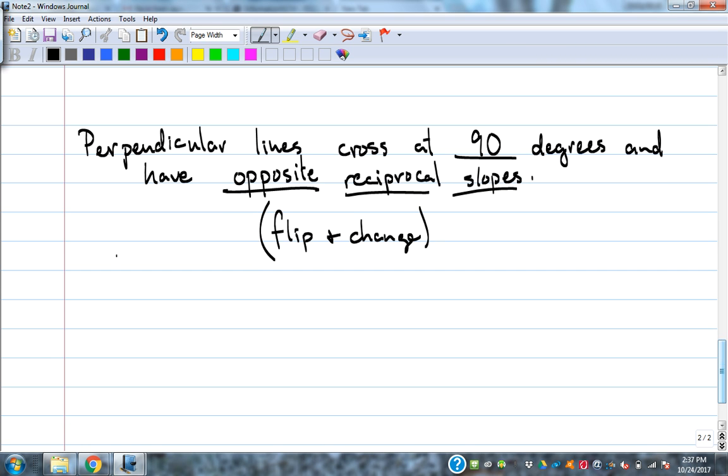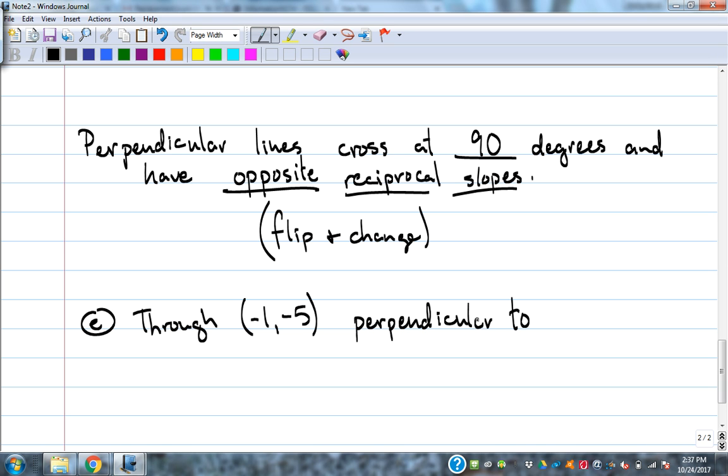Okay, so example, let's say it goes through (-1, -5), perpendicular to y equals negative 1/3 x plus 7. The slope of that line is negative 1/3. What would be the perpendicular slope? Flip it over, change the sign. So 3/1, positive because it was negative to begin with.